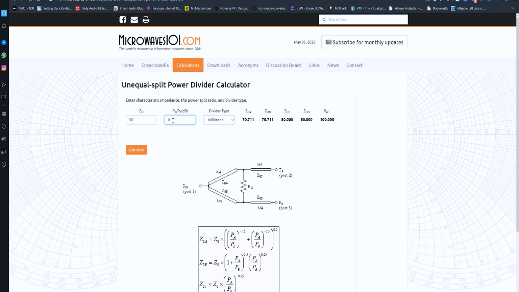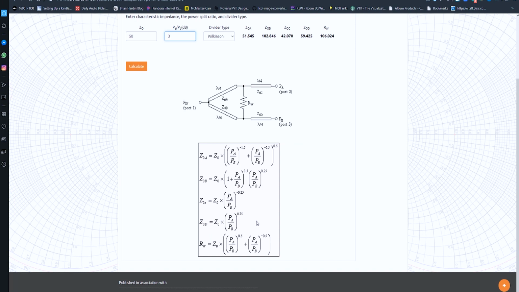But a Wilkinson power divider, and if I want a 3 dB split, this is going to calculate for me the quarter wave transformer impedances required to make a 3 dB split where port A is 3 dB higher than port B. So it has double the power coming out of port A than port B. And so this gives me all the different impedances I would need based on these textbook formulas. All the algebra is already done for us.